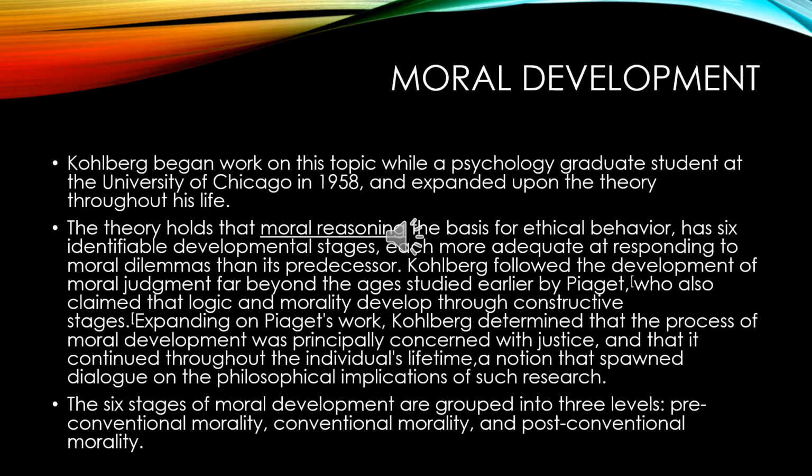Kohlberg followed the development of moral judgment far beyond the ages studied earlier by Piaget, who also claimed that logic and morality developed through constructive stages. Expanding on Piaget's work, Kohlberg determined that the process of moral development was principally concerned with justice, and that it continued throughout the individual's lifetime, a notion that spawned dialogue on the philosophical implications of such research. The 6 stages of moral development are grouped into 3 levels: pre-conventional morality, conventional morality, and post-conventional morality.